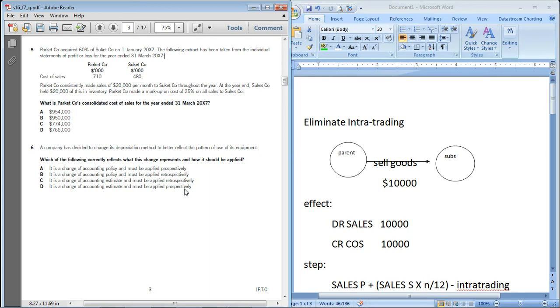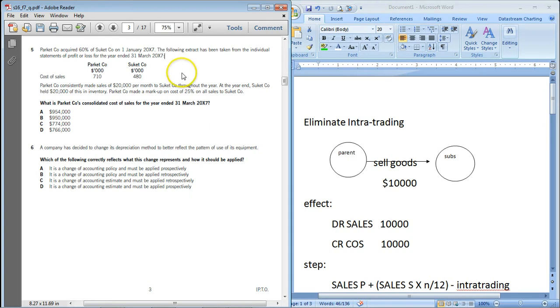Right, today I'm focusing on the topic of consolidated statement of profit and loss, but I'm focusing only on one issue, which is intra-trading, that we can relate to unrealized profit. Okay, so I will teach you the effect of intra-trading and the effect of URP, unrealized profit.